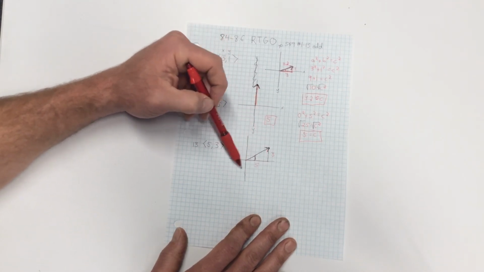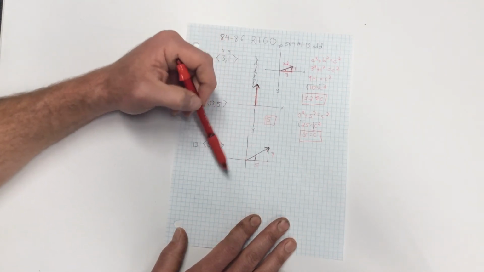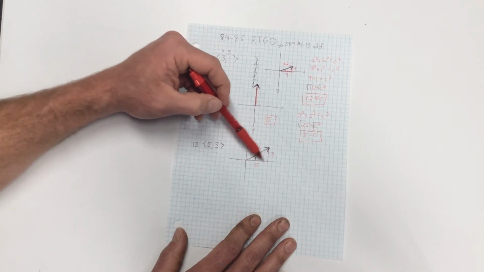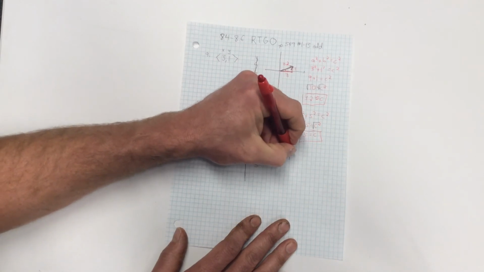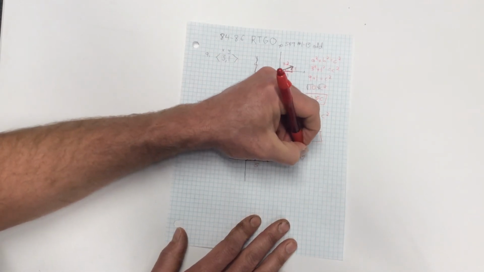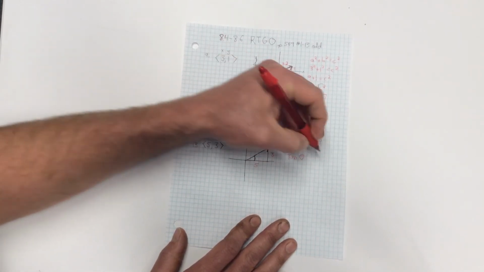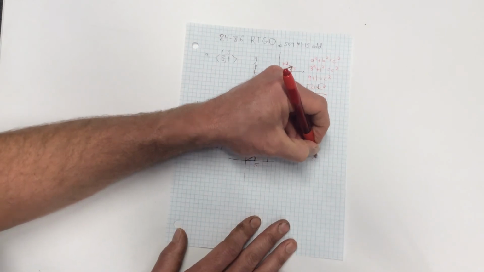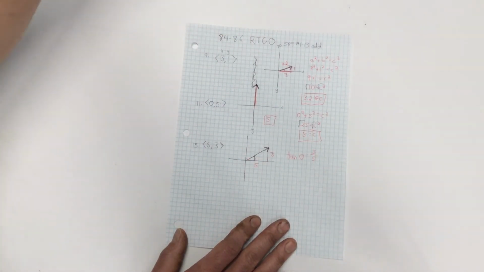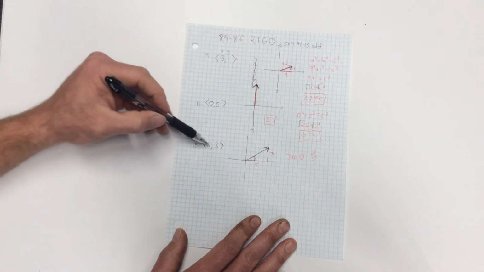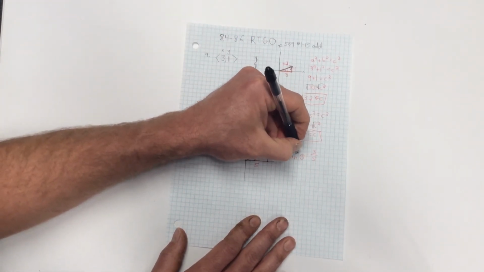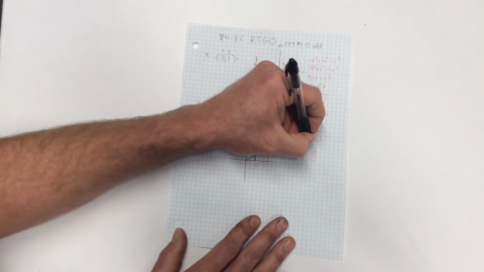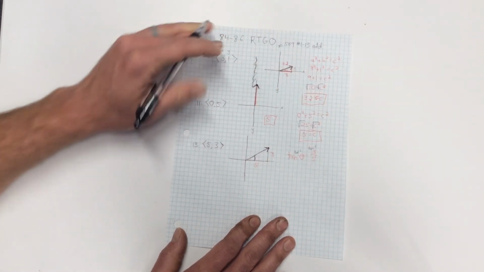SOHCAHTOA. Opposite hypotenuse, adjacent hypotenuse, or opposite adjacent. Opposite and adjacent is what we need, so this is tangent. So tangent of our angle is opposite 3 over adjacent 5. And again, you don't have to draw this. Once you get good at this, you can do this very quickly even in your head. But nothing wrong with working slowly and carefully. Inverse tangent of both sides, just like we did on the law of sine problem.